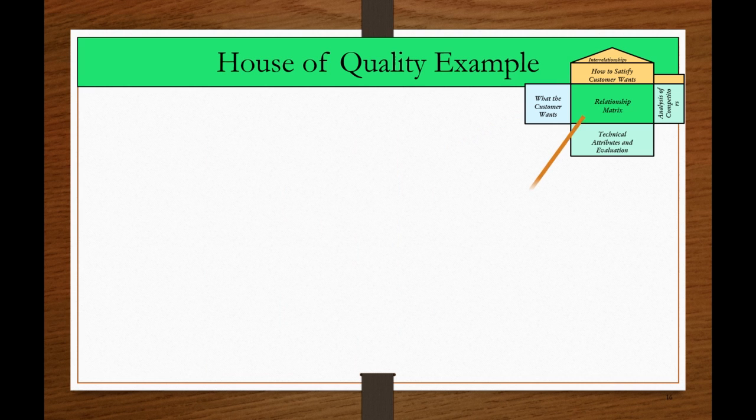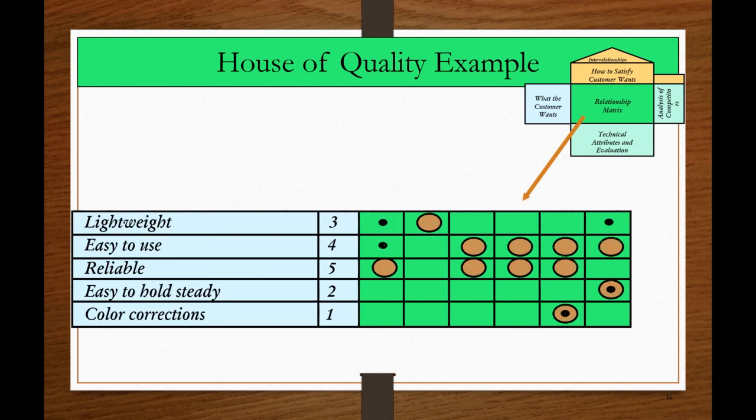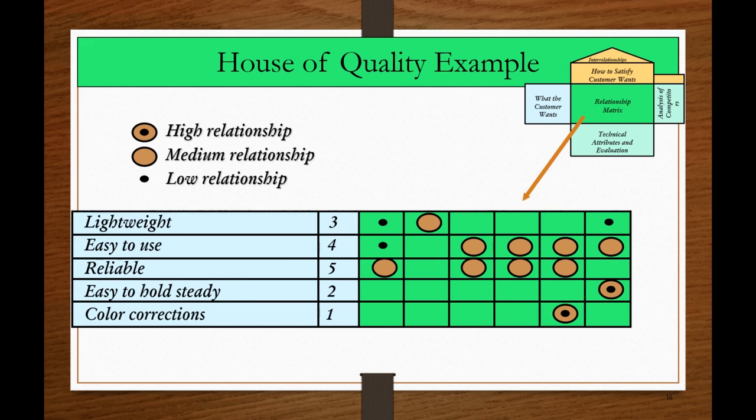The third one, we are making the relationship metrics. So how to make the relationship metrics? See here, lightweight: when we are making the survey with the different customers, a dotted circle gives high relationship, a circle gives medium relationship, and a dot gives low relationship. So here in this column we have dots, we have medium relationships, and we have some high relationships.